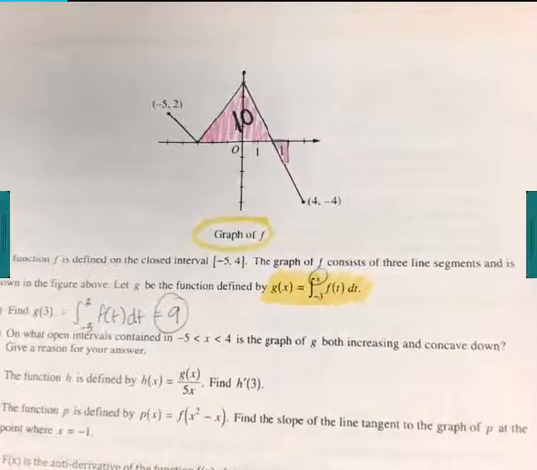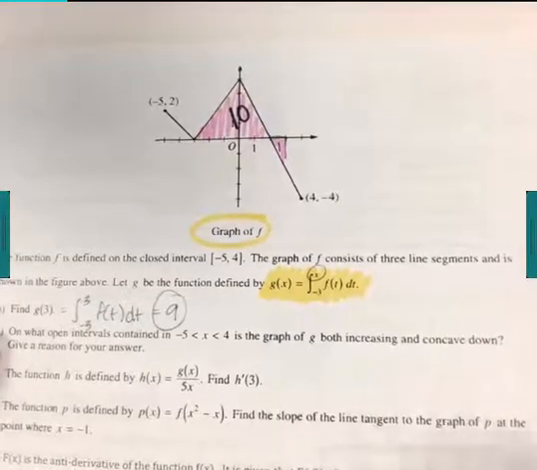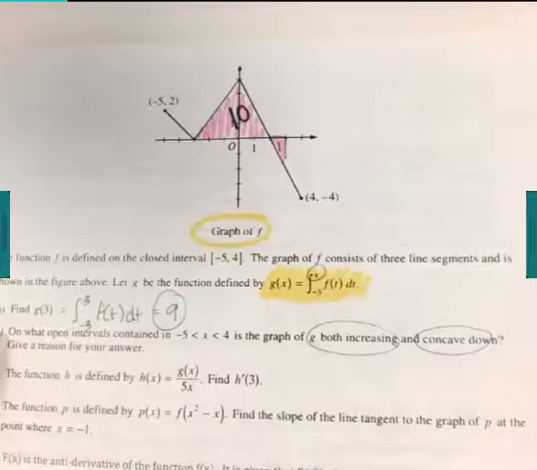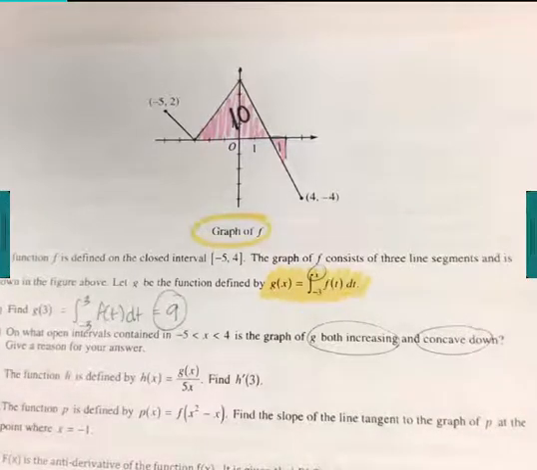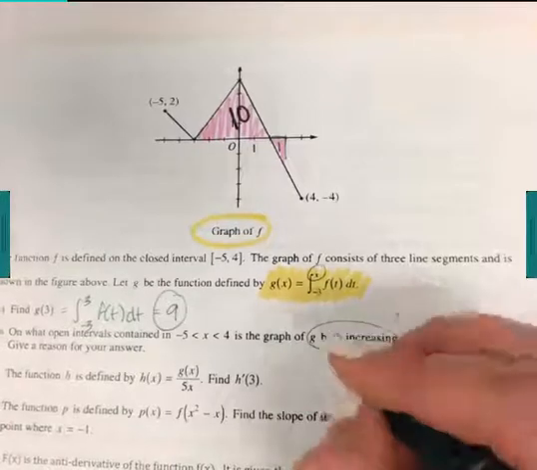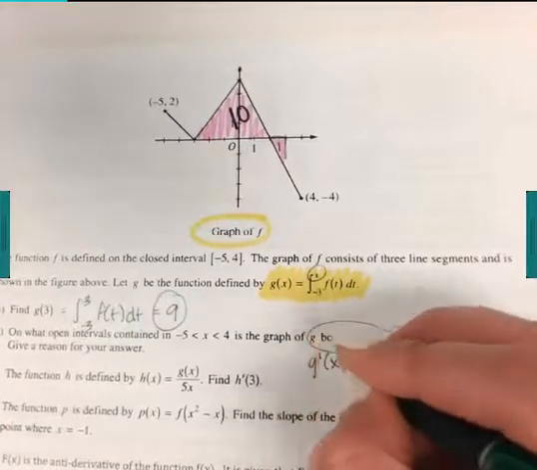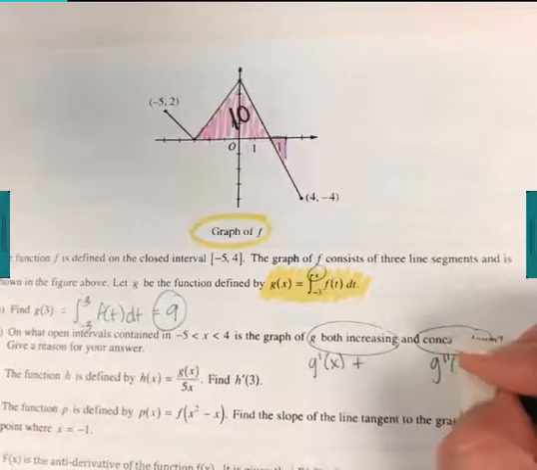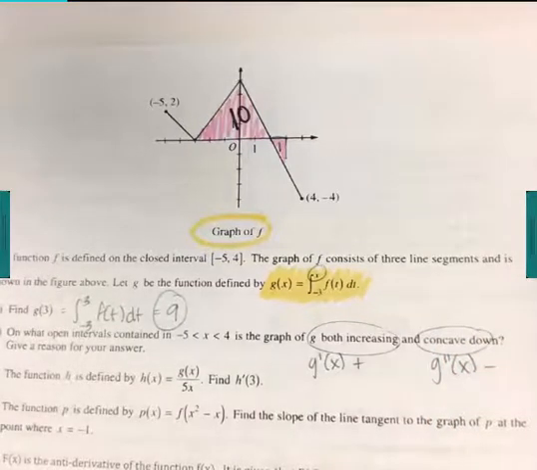Okay, part B, I want to know where G is increasing and concave down. This is where you have to stop, find G prime, find G double prime. So increasing, I want G prime of x to be positive. Concave down, I want G double prime to be negative. The problem is we don't know what those are because they only gave us G.